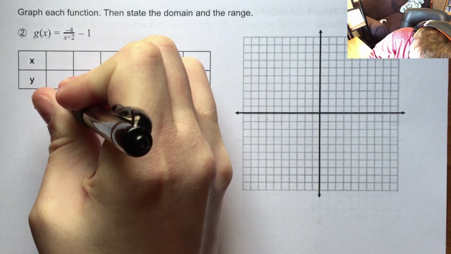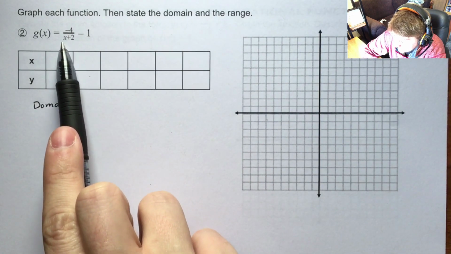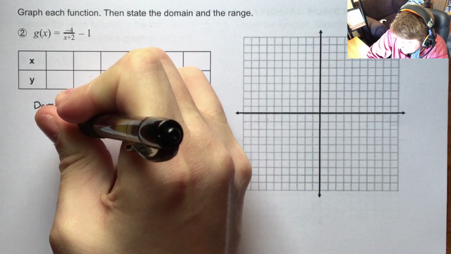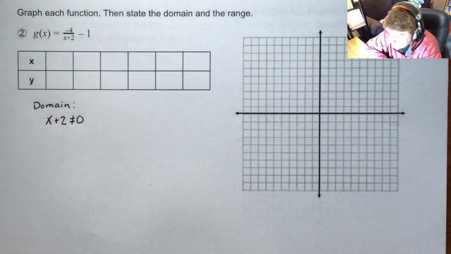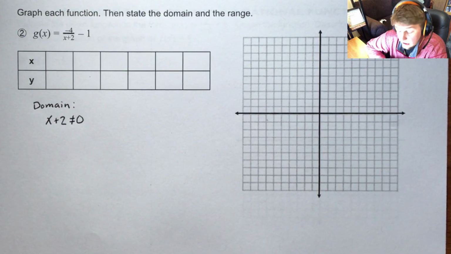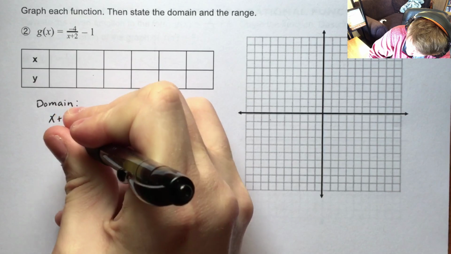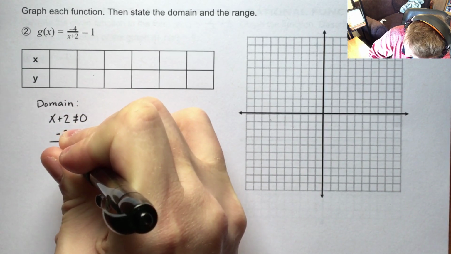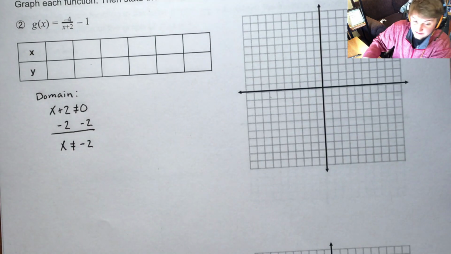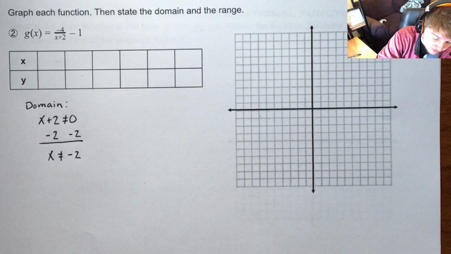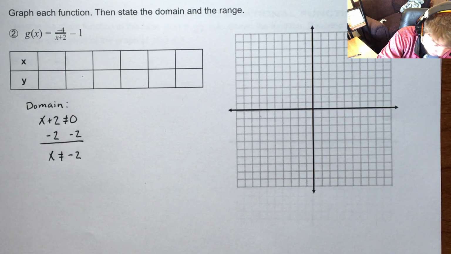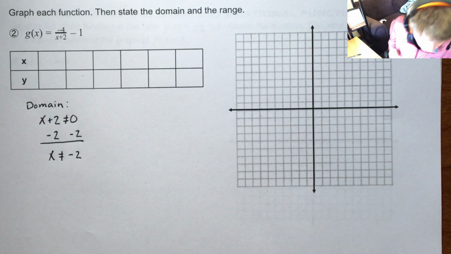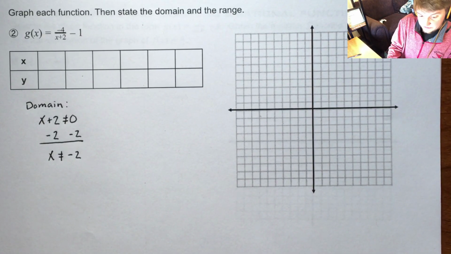Okay, let's talk about the domain. Specifically, we know that the bottom can't be 0, so x plus 2 cannot be equal to 0. When I do a little bit of work here, I can just solve for x by subtracting 2, and so now I know x cannot be equal to negative 2. That's very valuable information, because it's not only helping me find the domain, but it's also helping me find an asymptote.